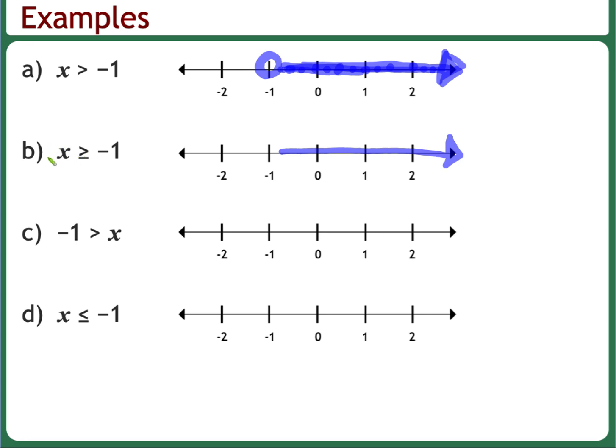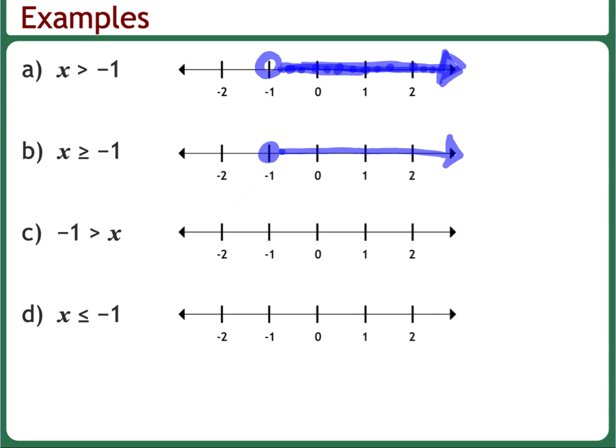So we can ask, is -1 greater than -1? Obviously not. But is -1 equal to -1? And that is true. So we're going to have a closed circle at -1. We're going to shade everything to the right that's greater than. Whenever we have an equal bar, we're going to have a closed circle. Anytime we do not have an equal bar, we're going to have an open circle.